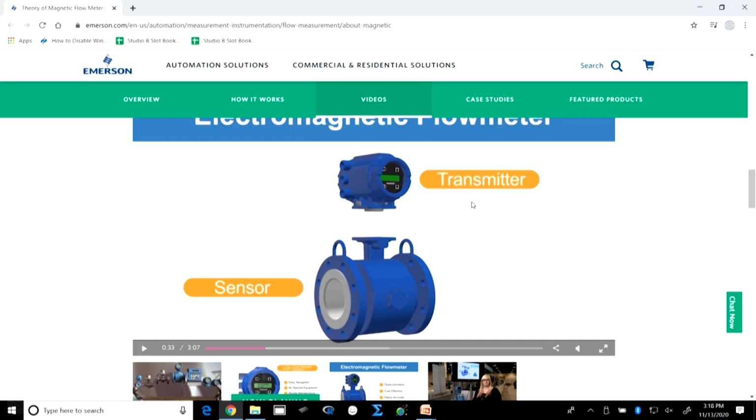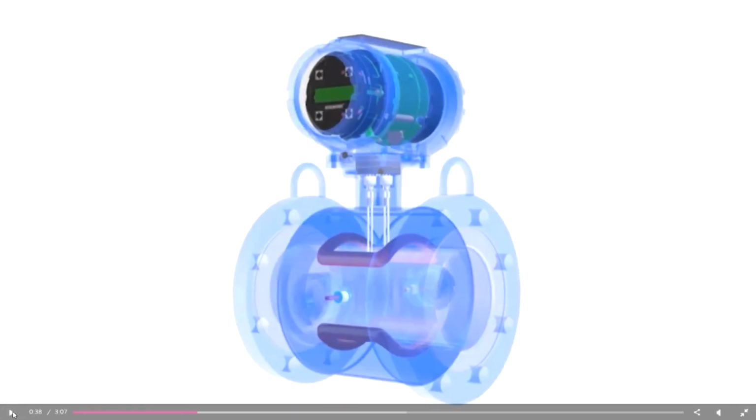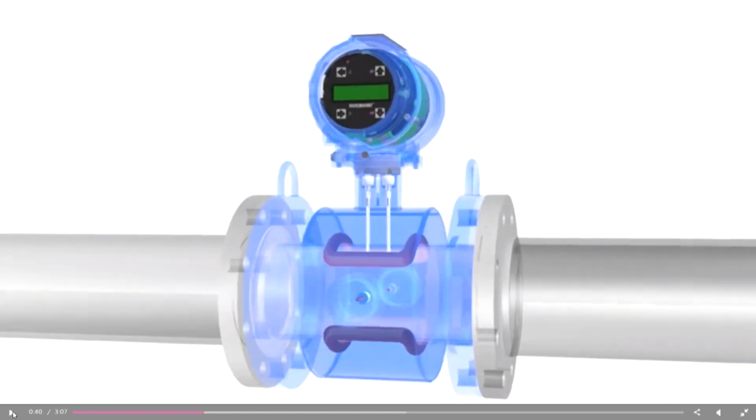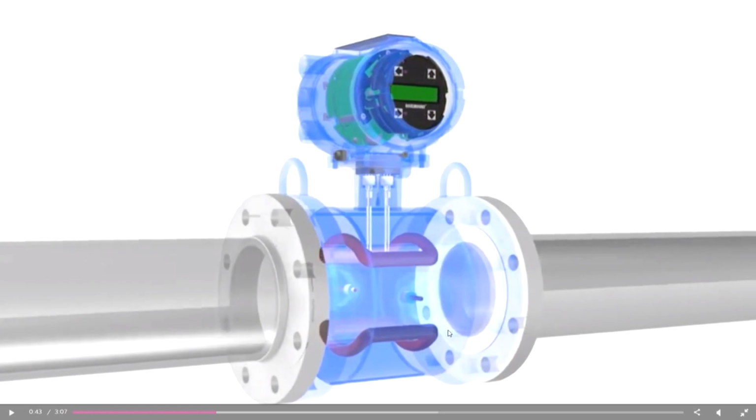What do we have? We have a transmitter and a sensor, but what is it that we are transmitting and what is the principle? Let me see if I can keep up with the video. So, we have this magnetic, okay. What do we have? We have a transmitter, and we are trying to create a magnetic field.